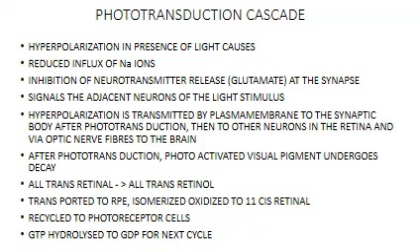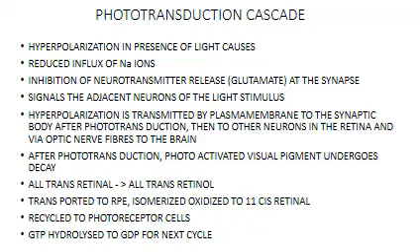Now, the hyperpolarization which occurs through this cascade of events results in reduced influx of sodium ions. It results in an inhibition of the release of the neurotransmitter glutamate at the synapse. It signals the adjacent neurons of the light stimulus. The hyperpolarization is transmitted by the plasma membrane to the synaptic body after phototransduction, and then to the neurons in the retina, and via the optic nerve fibers to the brain.